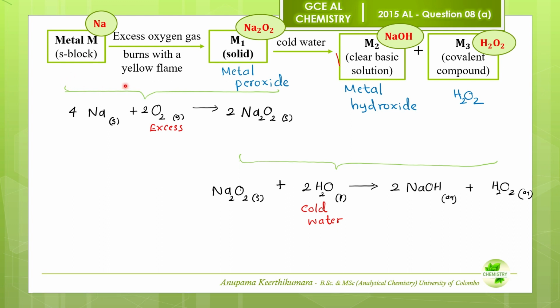During the first reaction, sodium reacts with excess oxygen gas and produces sodium peroxide. During the second reaction, sodium peroxide reacts with cold water and produces sodium hydroxide and hydrogen peroxide.